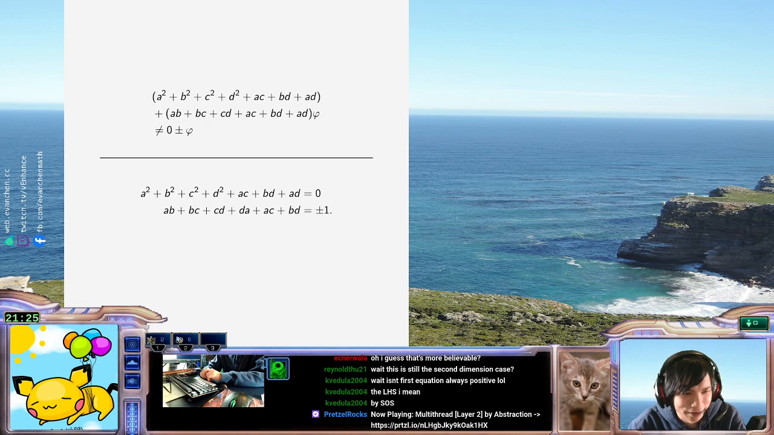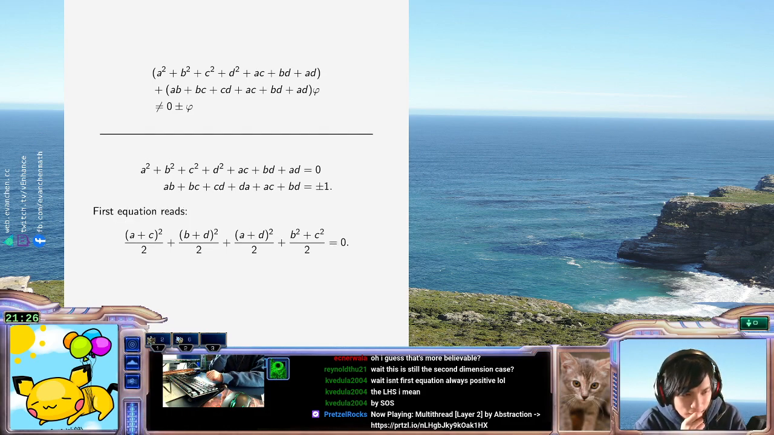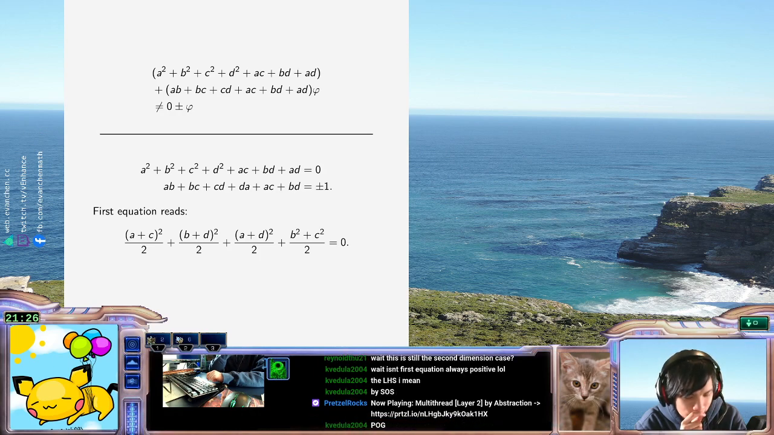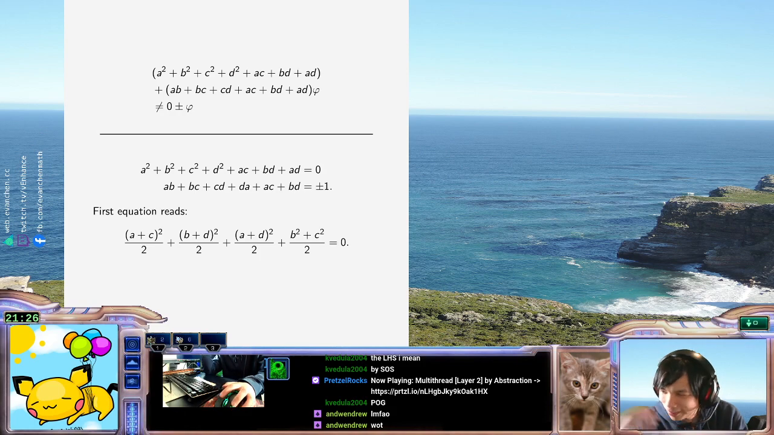Wait, actually? Is that it? Do I not even need the second equation? That seems too good to be true. Wait, does this work? I don't believe this.